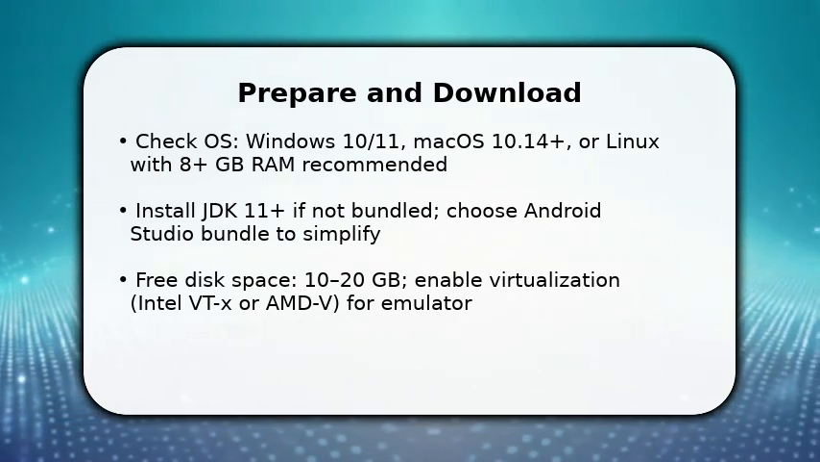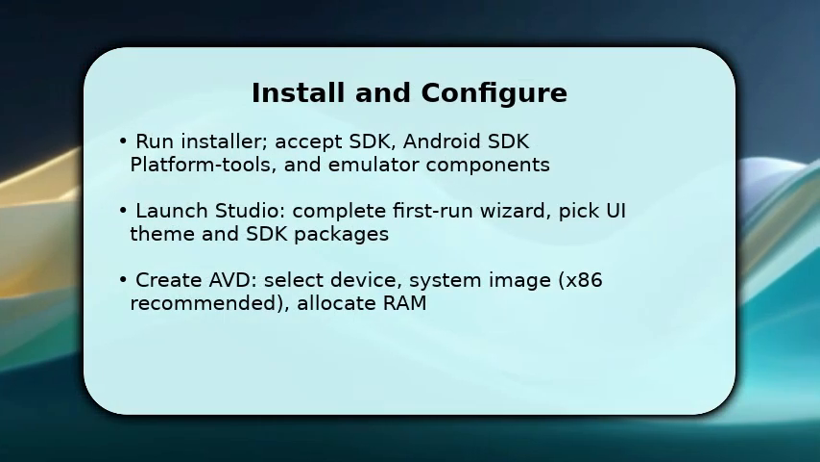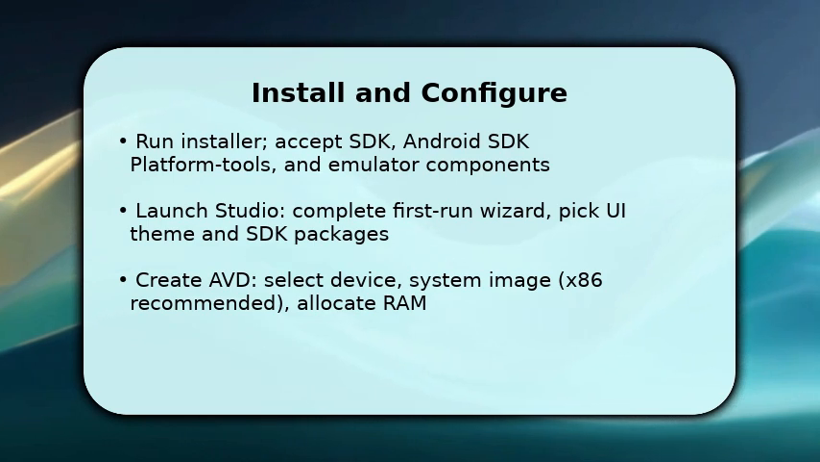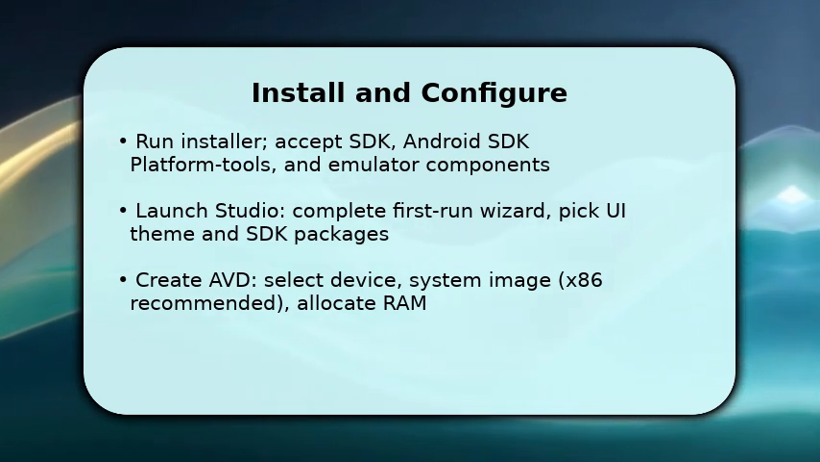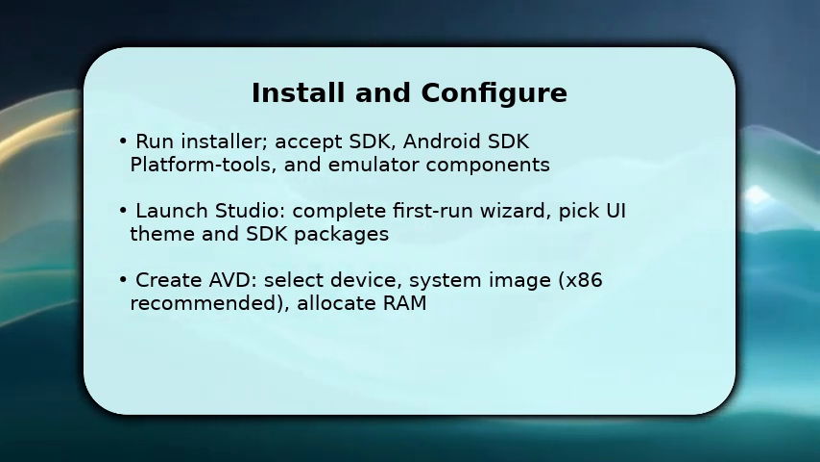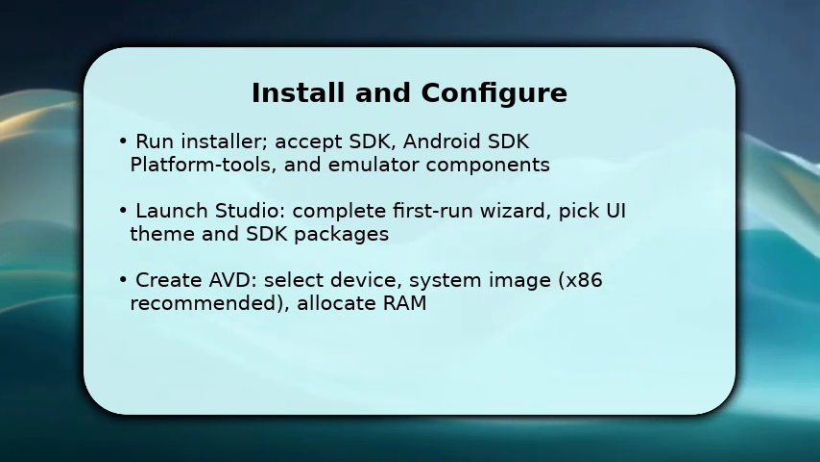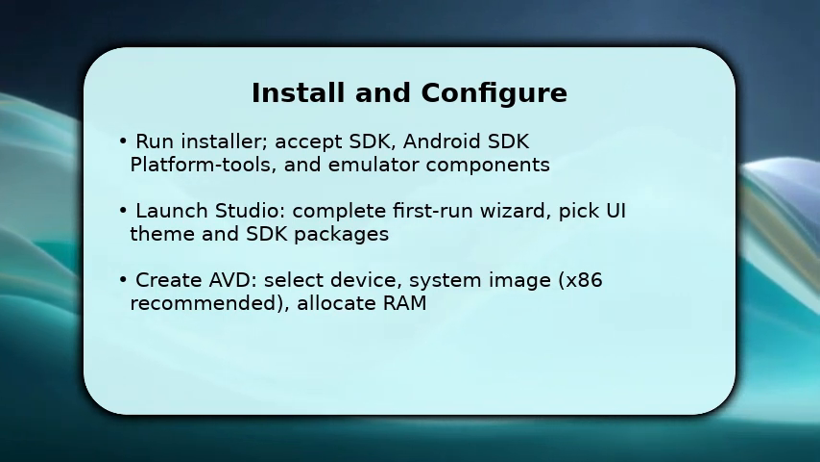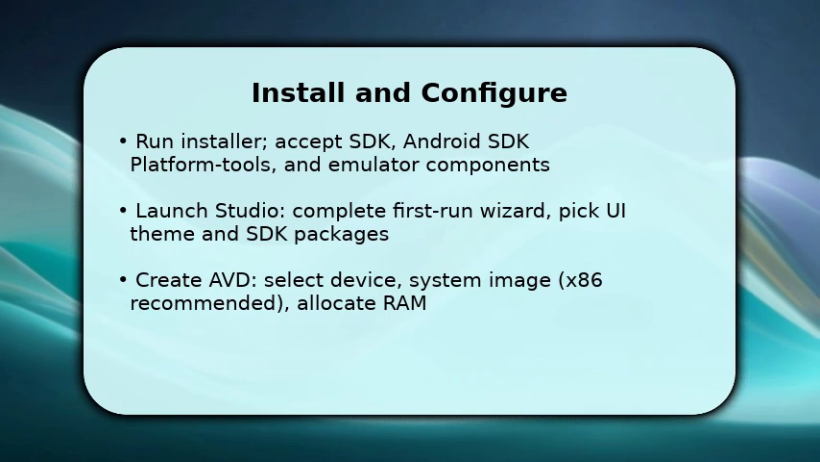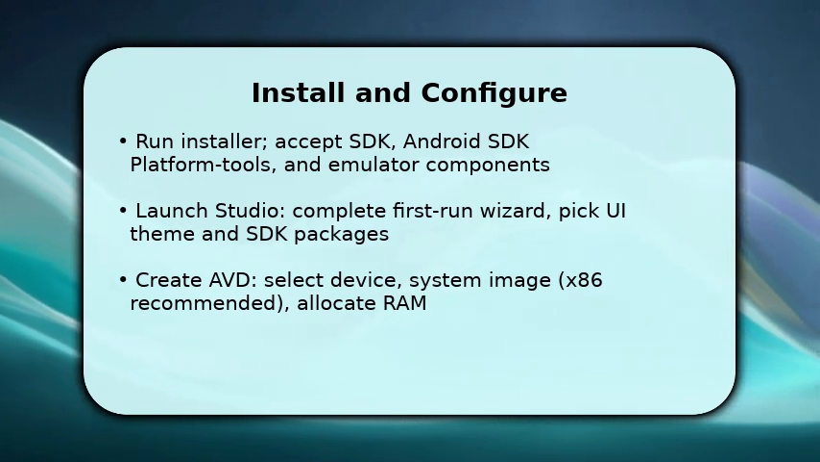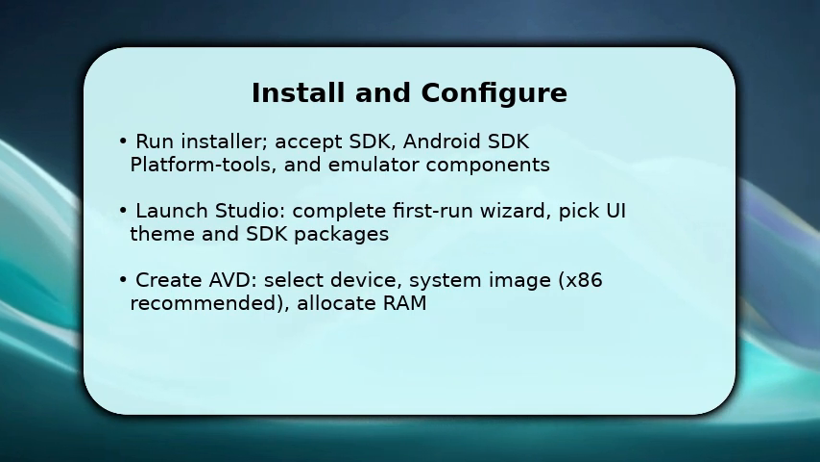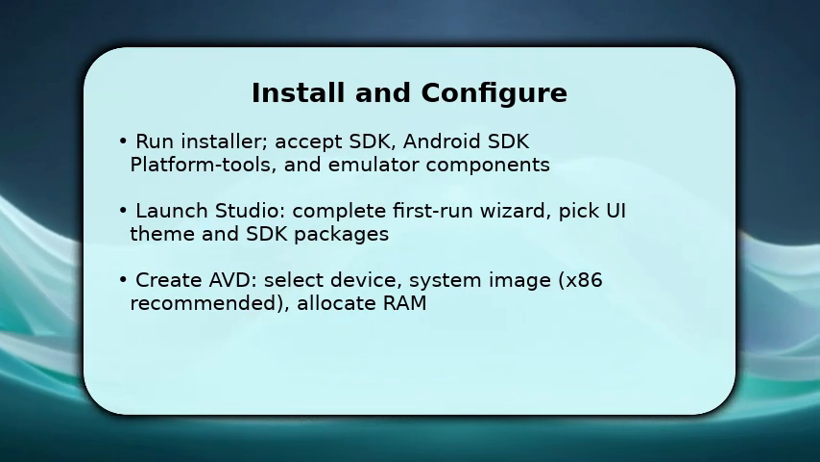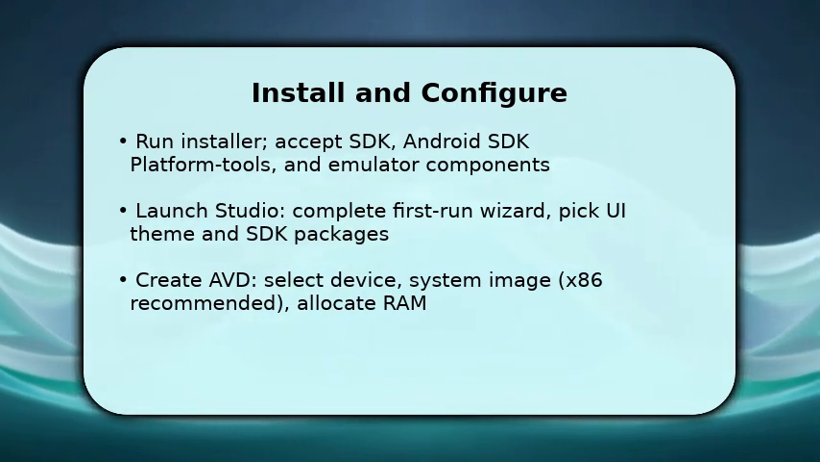You now install and configure Android Studio itself. Run the installer and accept recommended SDK components and emulator tools. This gives you a runnable development environment. Once Studio launches, follow the first run wizard to download platform packages and set a UI theme. Then create an Android virtual device. Pick a common phone profile, choose an x86 system image for speed, and allocate sensible RAM. These middle steps integrate SDK, build tools, and emulator so you finish by creating and running a simple project.